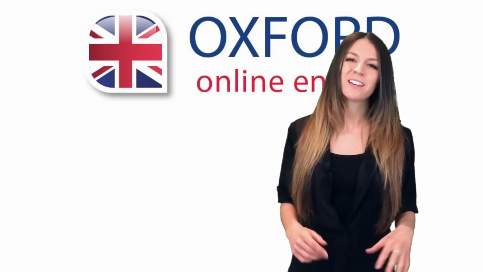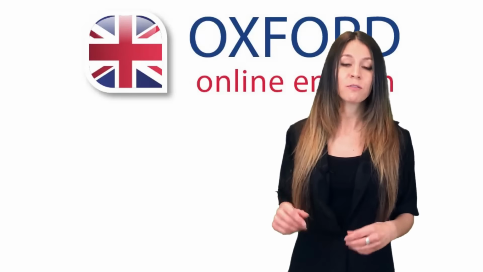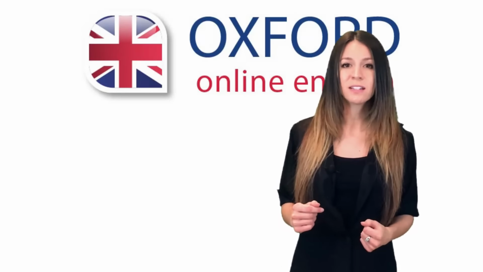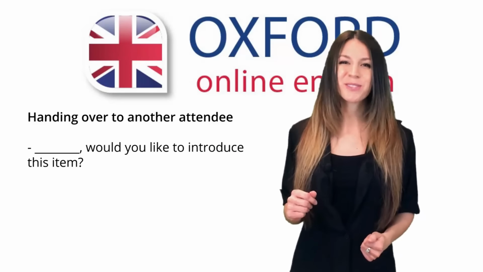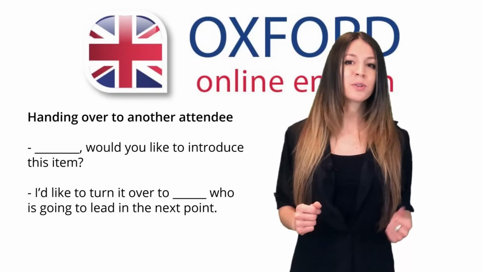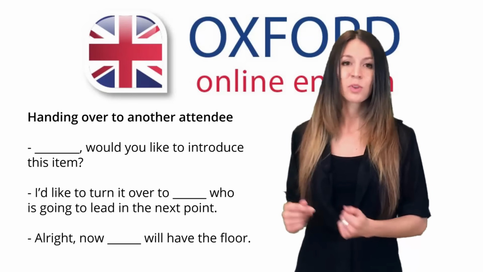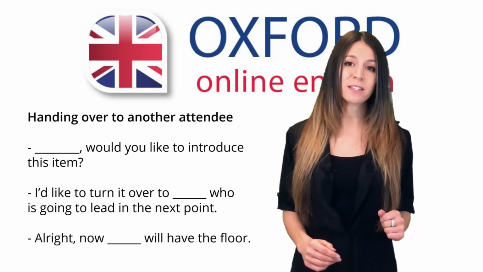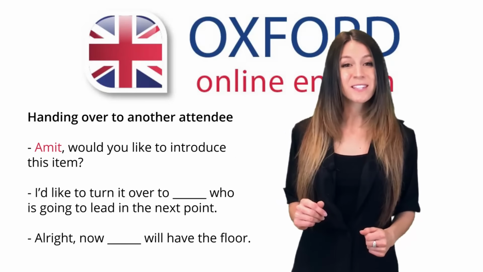Also, as a chair, you may have other attendees who need to present ideas or lead the discussion for part of the meeting. When you want to hand over to another attendee, you can use phrases like, "Would you like to introduce this item?" "I'd like to turn it over to..." who is going to lead in the next point. "All right, now we'll have the floor." Just add the person's name to use these phrases. For example, "Amit, would you like to introduce this item?"